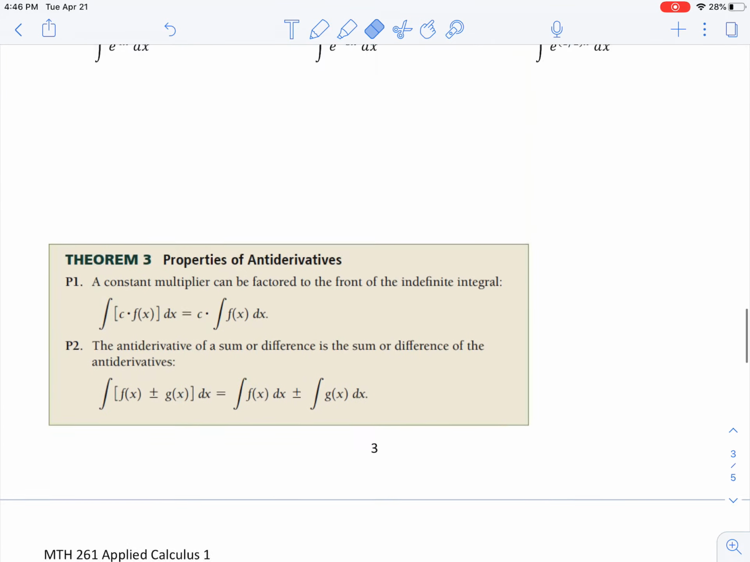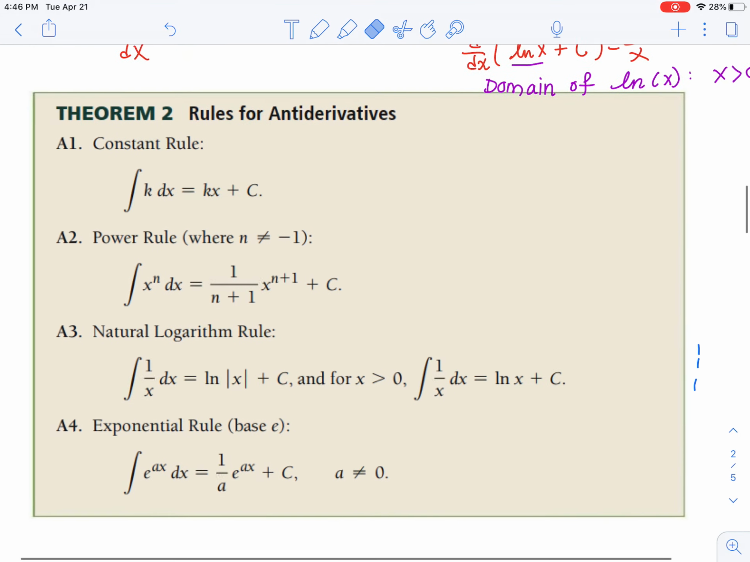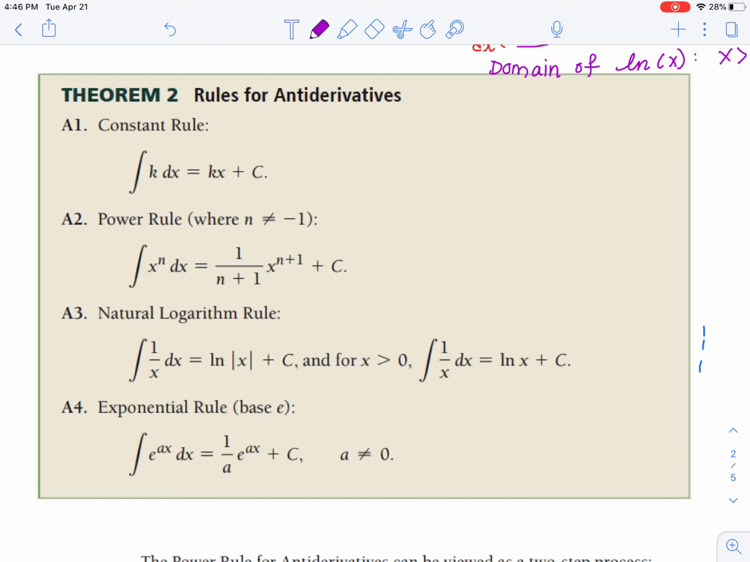Alrighty, that was enough of guess and check. Why don't we talk about some rules of antiderivatives so we can apply these rules? I'm going to go up to number 4 in this video.